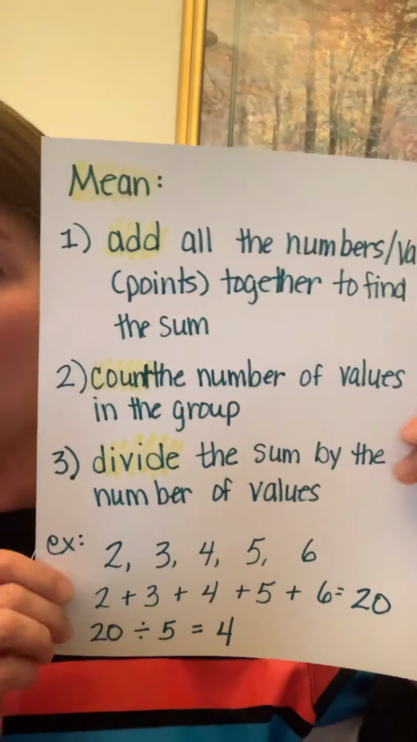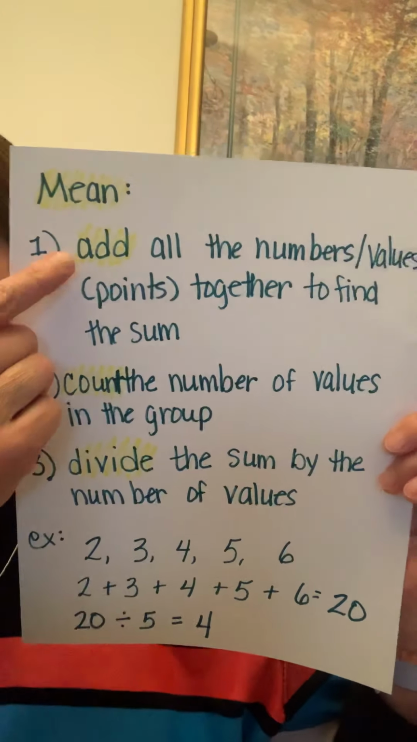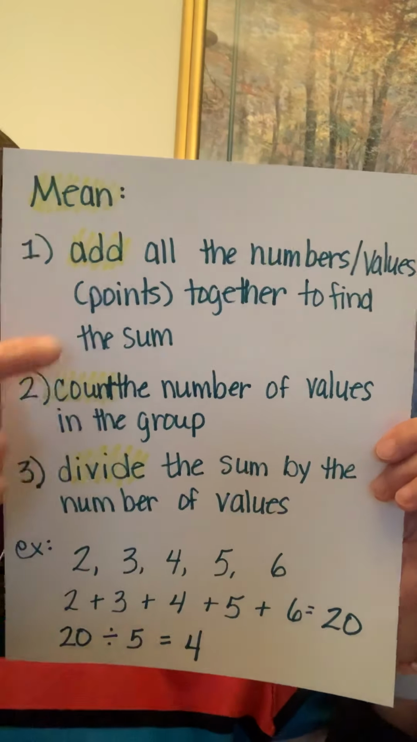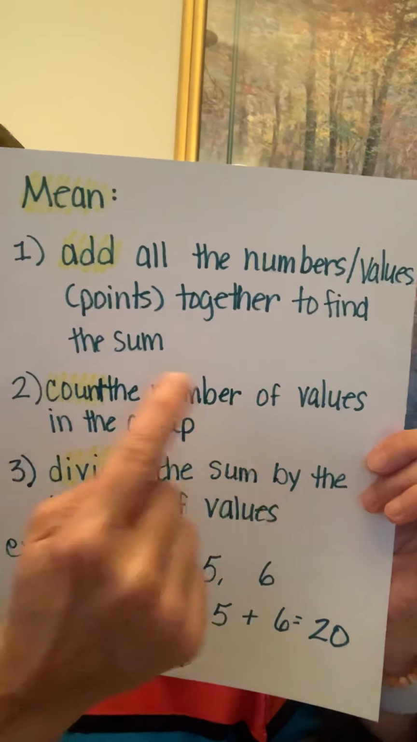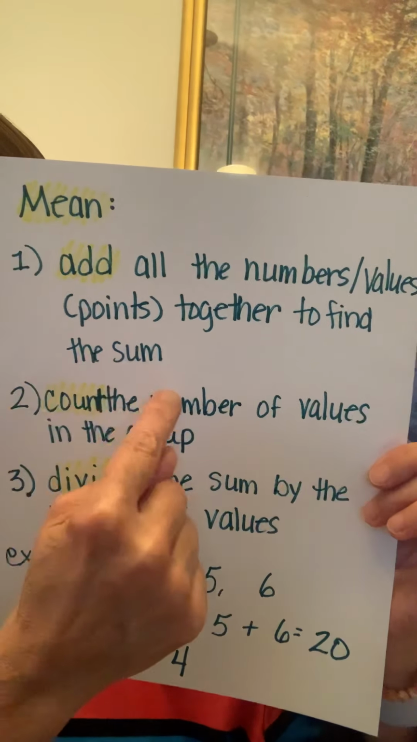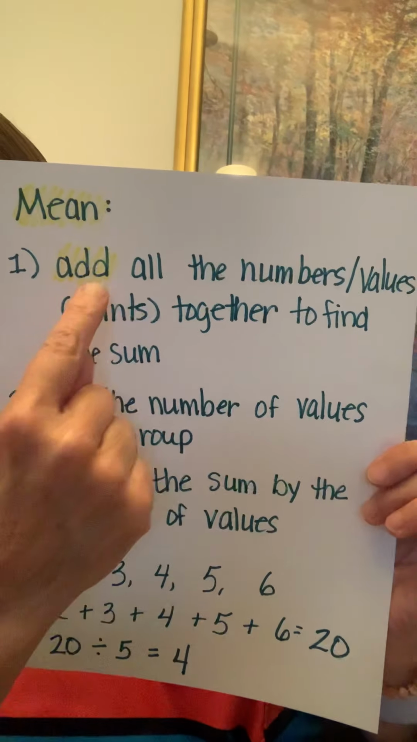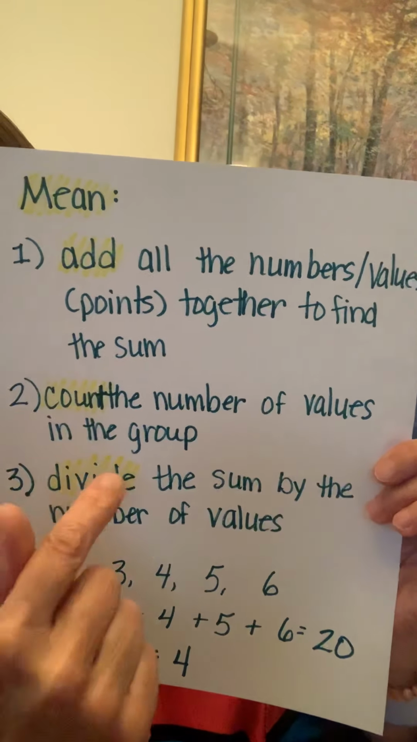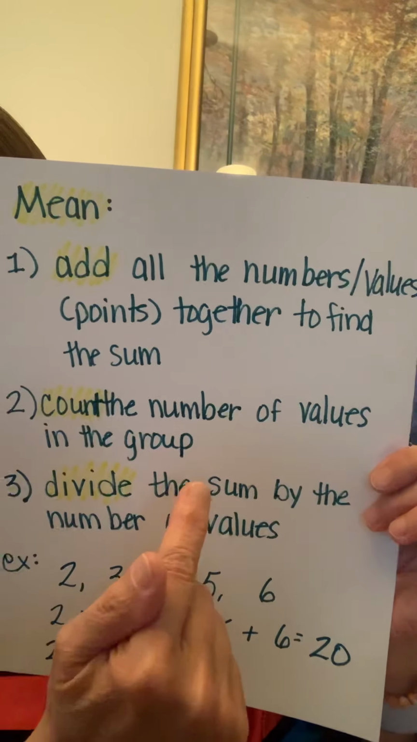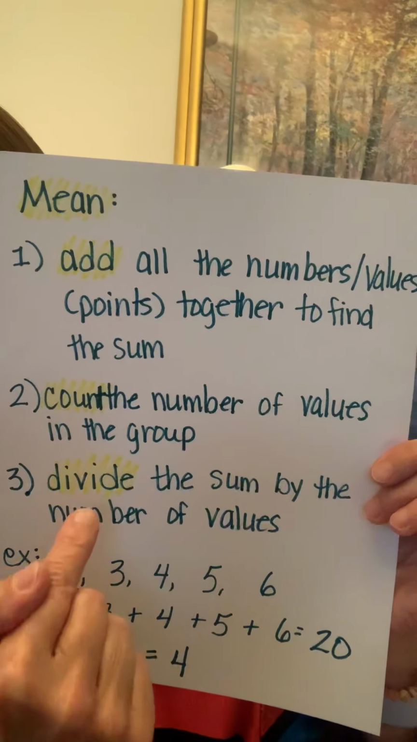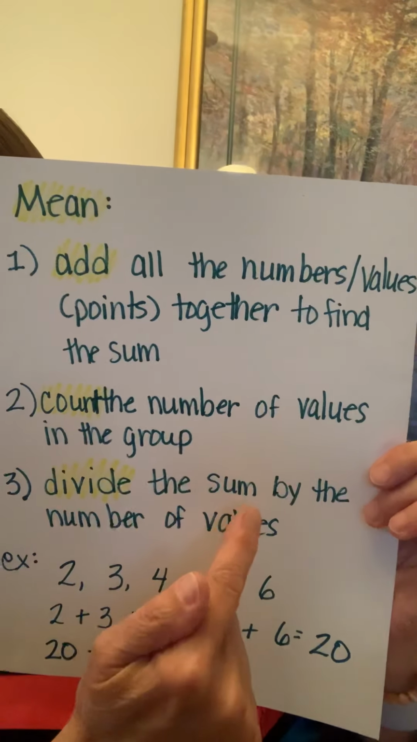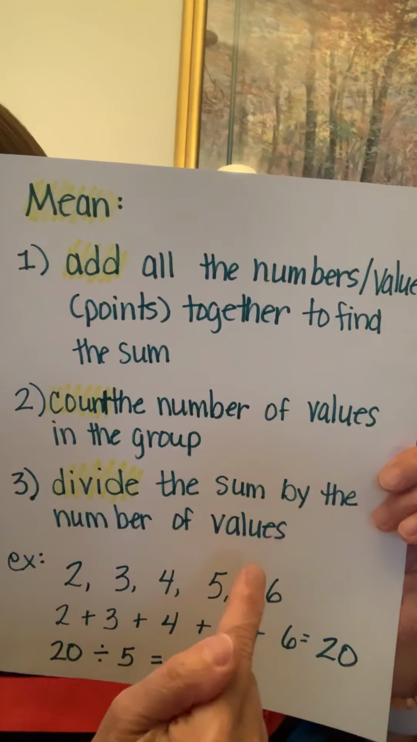So with the mean, remember that's the average. You add up all the numbers and the values in the data set together in order to find the sum. The sum right there kind of gives you a clue. Oh, we're going to add them up together, right? And then you count the number of values in the group, and we have to divide by that. We have to divide the sum by the number of values.